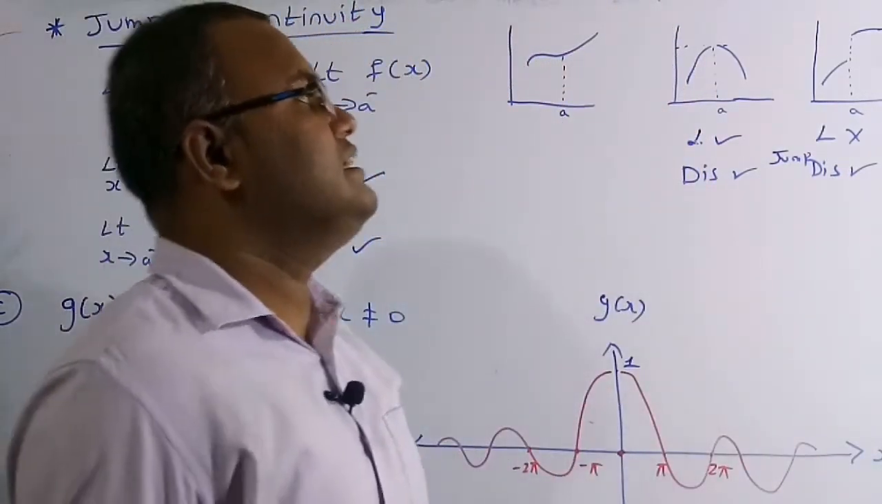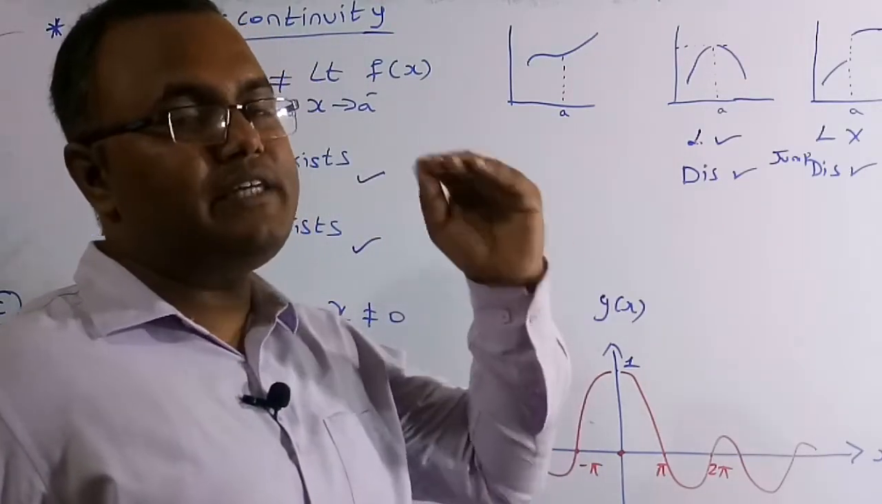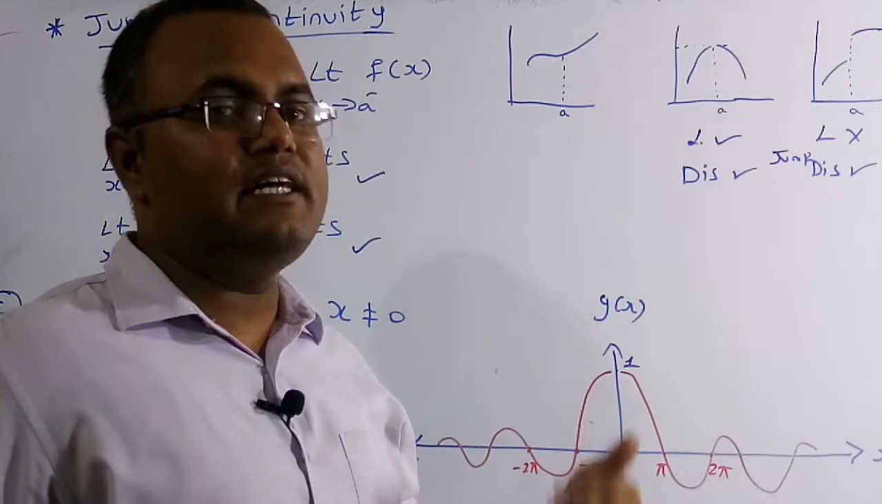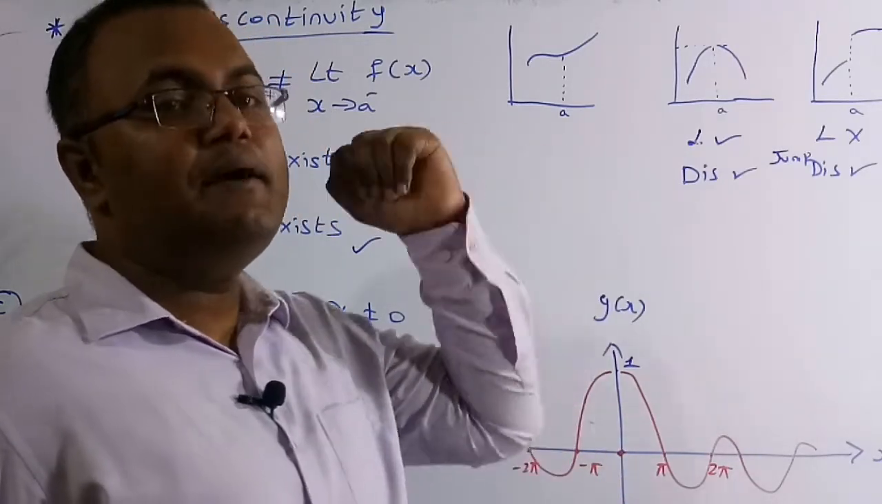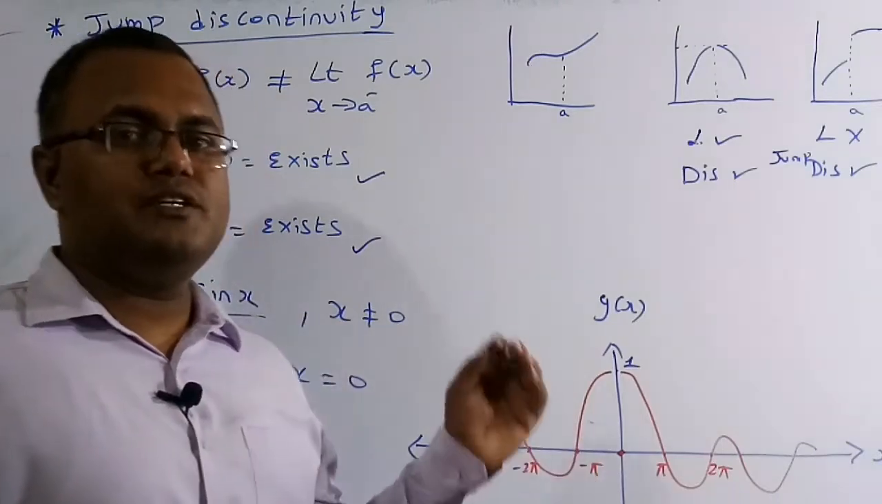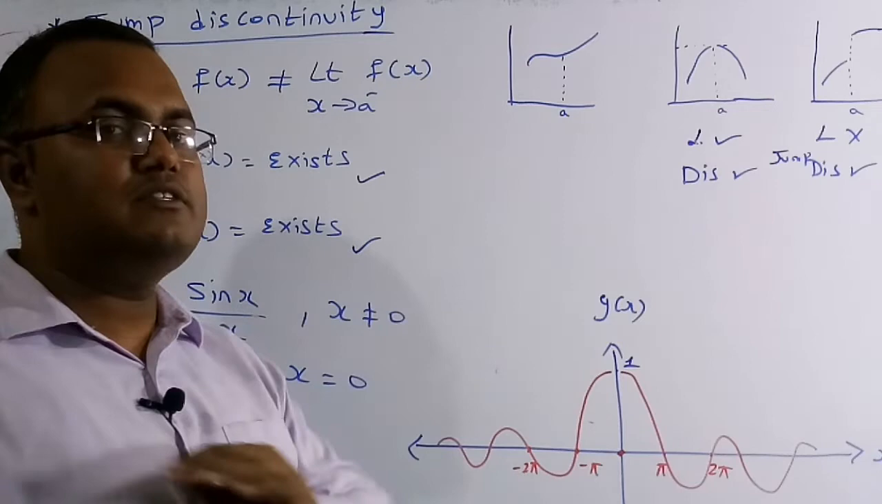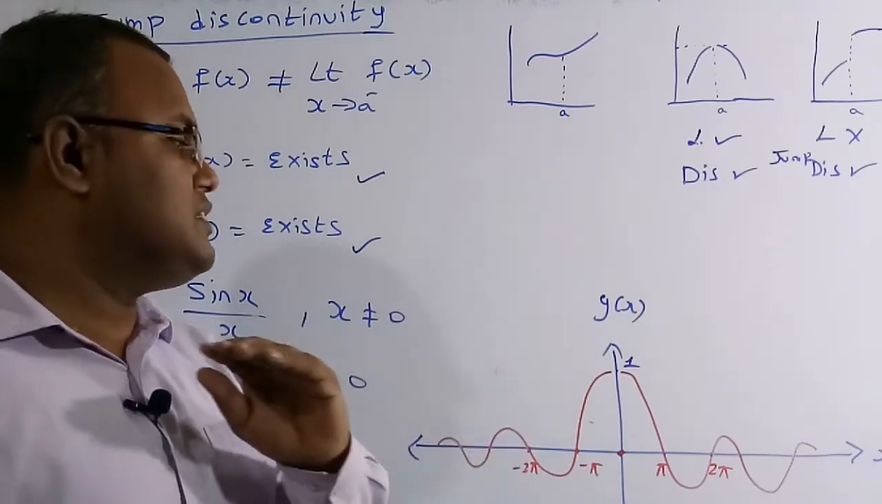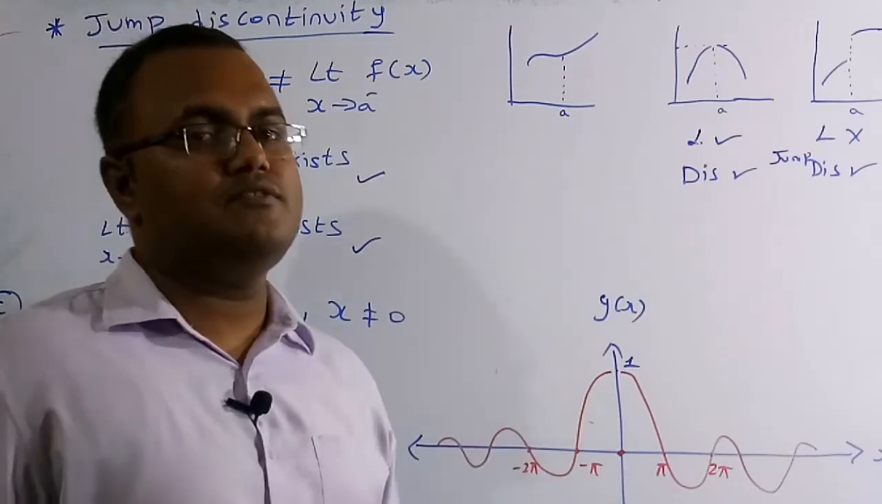So this is a thing that you need to remember. Whenever the limit does not exist at a point, it means there is a jump discontinuity at that point. So in all these options A, B and C, there is no jump discontinuity at x equal to 0. So option D is the correct solution of this question.